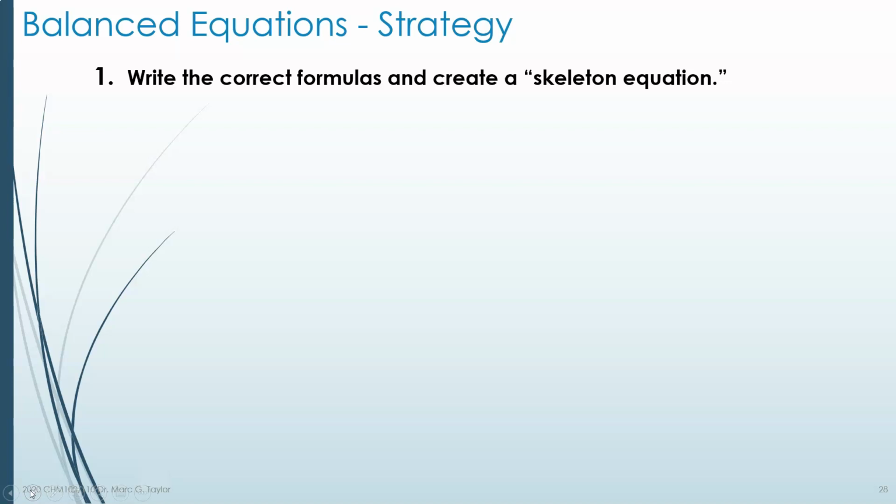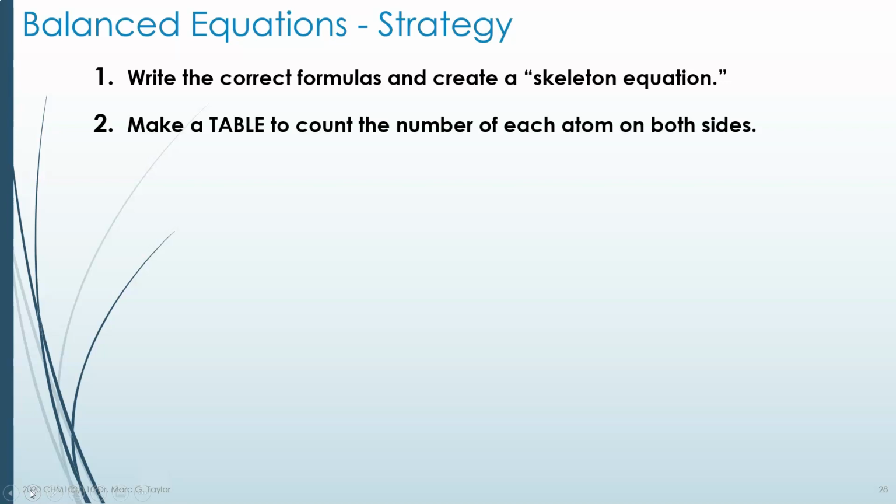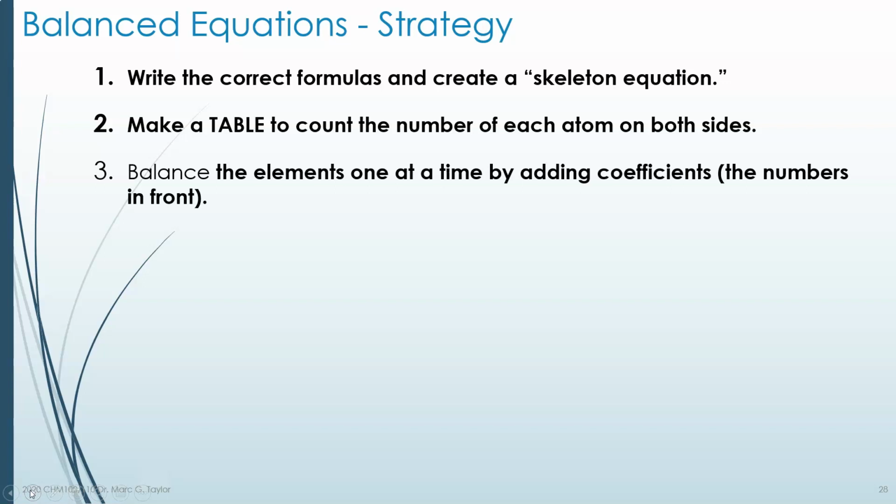So first you're going to write your skeleton equation. You have to know the correct formulas of each compound to do that, but you're going to write the skeleton equation. Something plus something gives you something plus something, whatever. Okay, and then you can check to see if it's already balanced by making a table. You make a table counting up all the atoms of each type on the left and all the atoms of each type on the right. And then you start balancing.